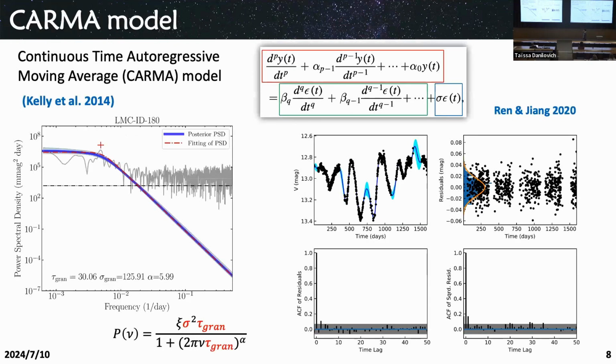Ren and Jiang used a continuous-time autoregressive moving average model, that is, a CARMA model, to study the granulation. The CARMA model is basically the solution to a stochastic differential equation, and this plot shows an example of using CARMA to model the light curves of red supergiant stars. Then we can get its corresponding power spectral density, called the posterior PSD, shown here as the blue line. Then they use a Harvey-like function to fit the posterior PSD and get the granulation parameters. It can be seen from this figure that the posterior PSD shows the red noise features and traces the background well.